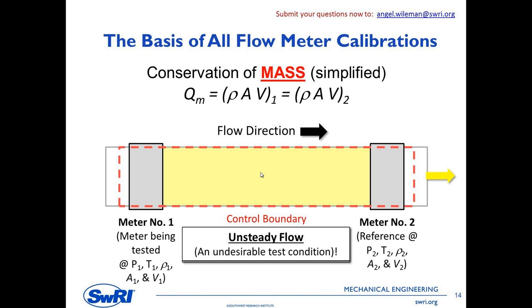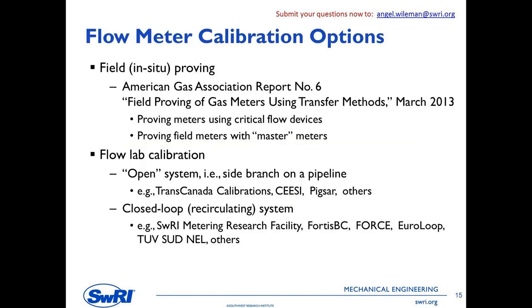So normally calibration facilities or any facility is trying to get a steady flow condition so that they can match the mass flow between those two meters. And regardless of what type of meter we're talking about, that's always the basis for calibrations. Okay, so a few different options for how you might actually go about calibrating a meter.